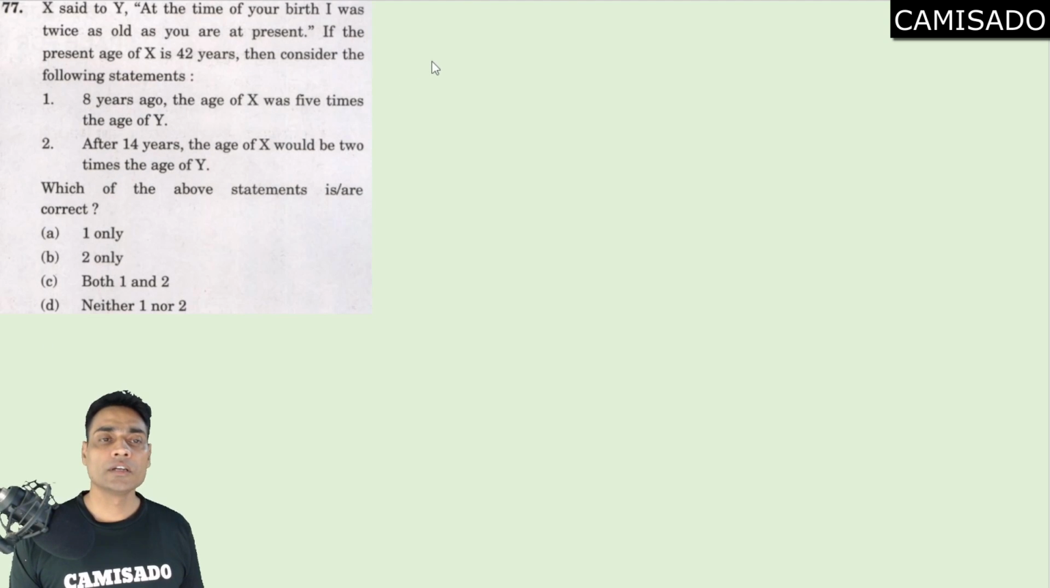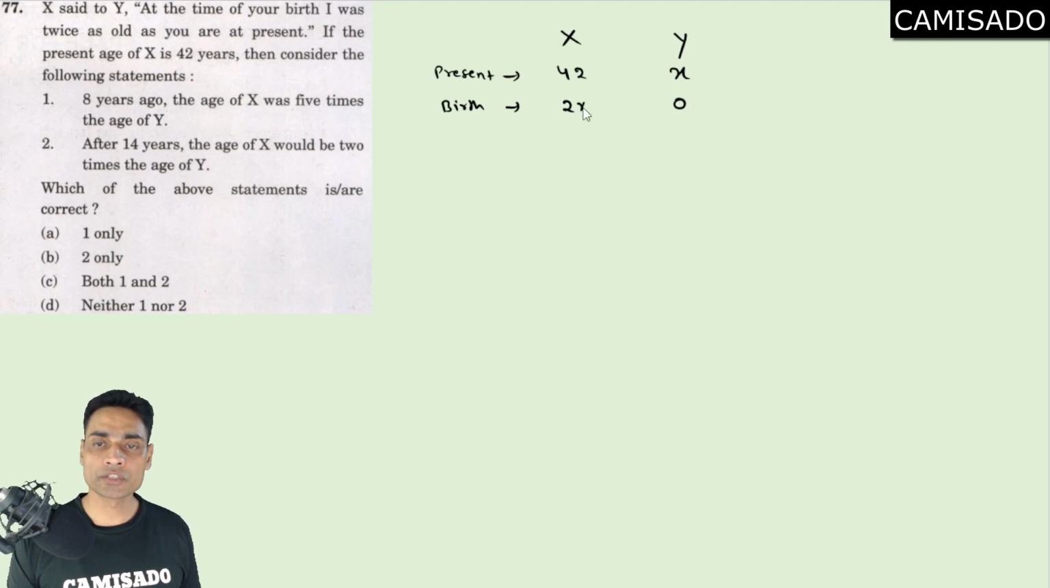Next, X said to Y, at the time of your birth, I was twice as old as you are at present. If the present age of X is 42 years, then consider the following statements. See, the age of X and the age of Y. Present age, suppose it is 42, then let the present age of Y be x. Then according to the condition, at the time of birth, when Y is 0, X is 2x.